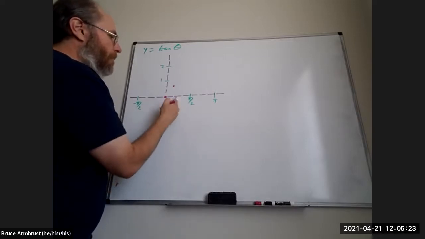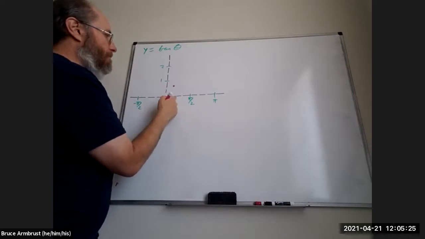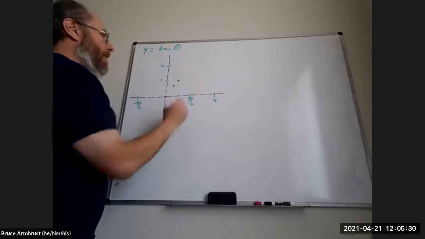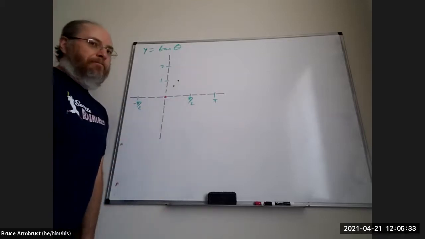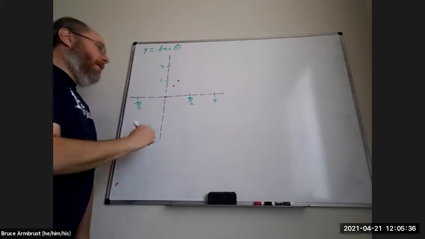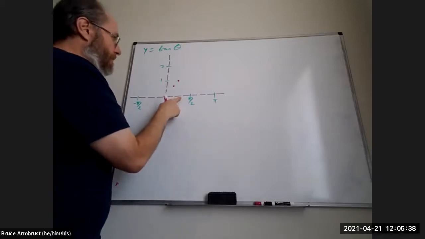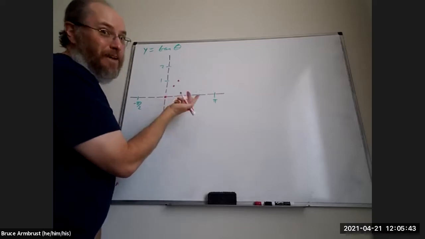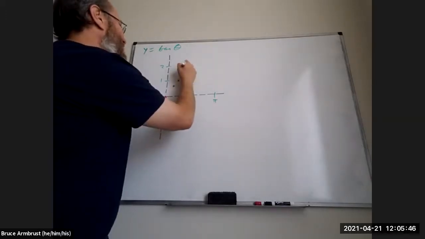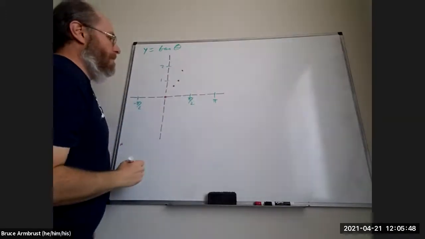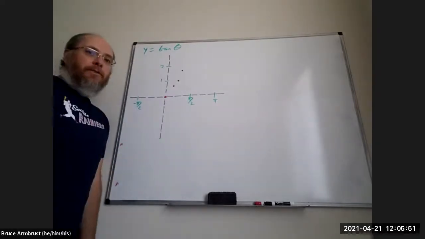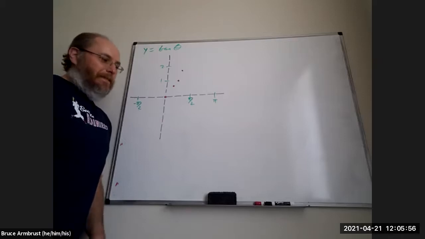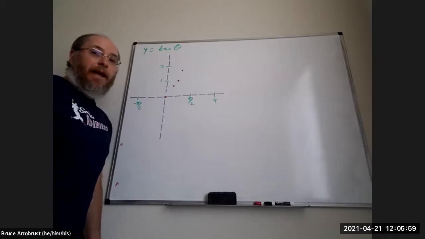Okay, then pi over 4, which is halfway between these tick marks, a tangent is equal to 1. That's a nice easy number. And then when we get to pi over 3, we get the square root of 3, which is like 1.7 something. So that's like up here. And then when we get to pi over 2, we see that it's undefined. Okay, so that means there is no graph at pi over 2.